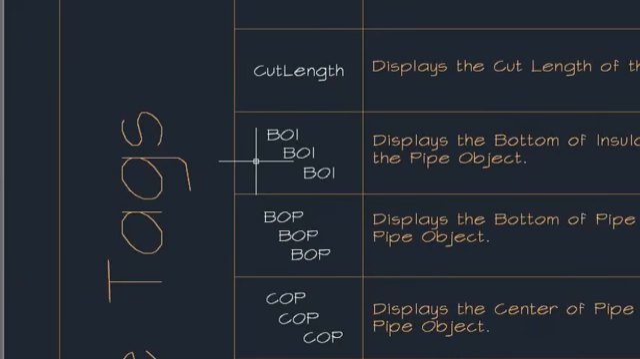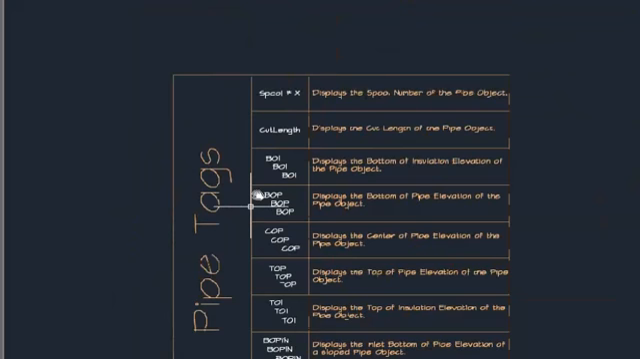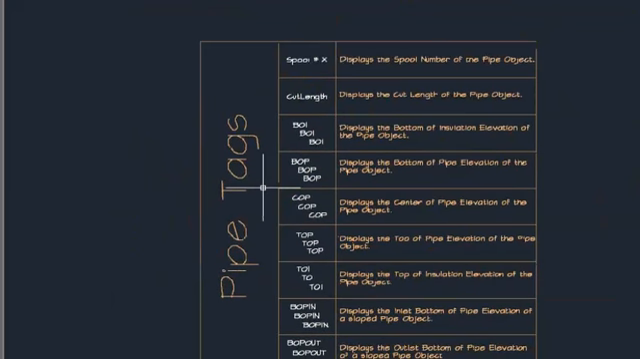So depending on how you place your tags, that could be important to make sure that as your text changes, the tag still is readable and is not blocked by other objects. So those are the tags that we supply out of the box.